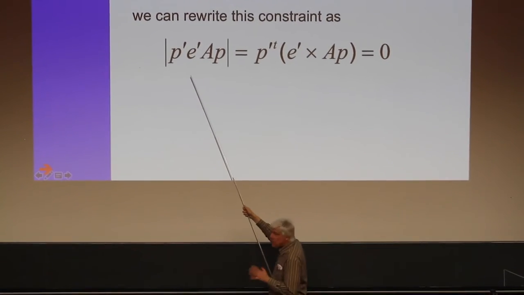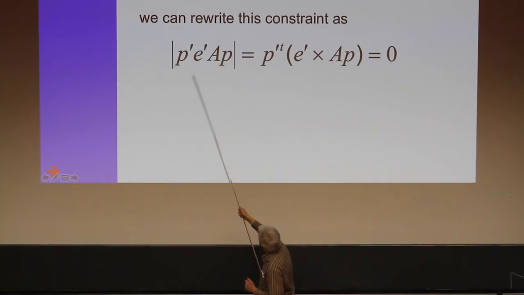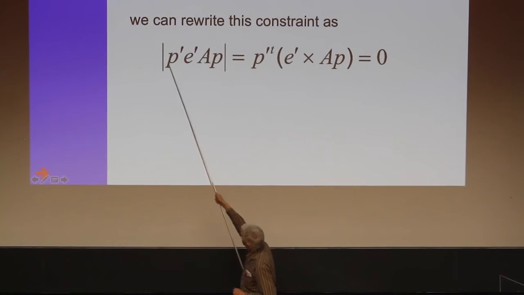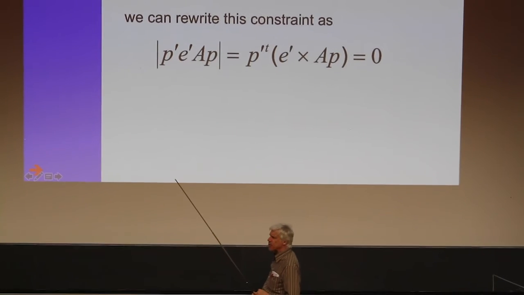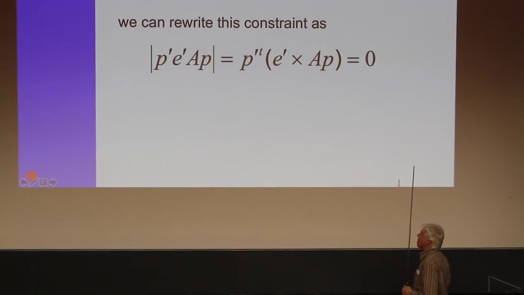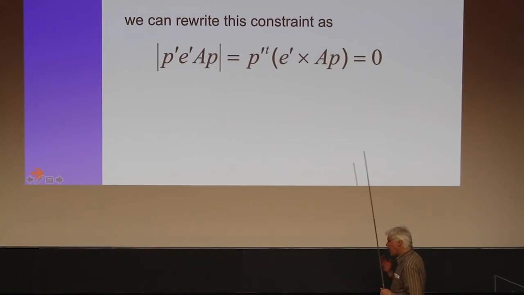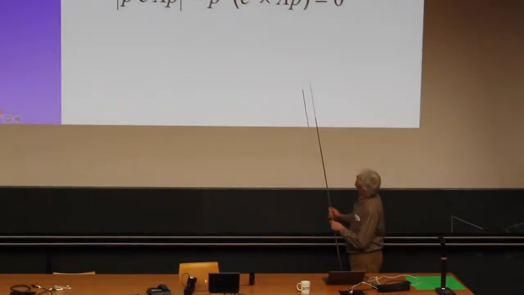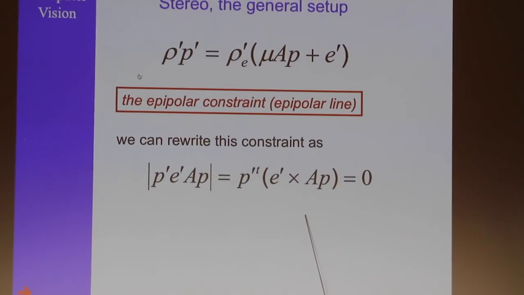By the way, this is a 3 by 3 matrix. The first column of that matrix is P prime, the second column is E prime, the third is AP. And then taking the determinant of that 3 by 3 matrix, that is the volume of this body spanned by P prime, E prime and AP. Another way of saying exactly the same, that P prime lies in the plane spanned by E prime and AP, is this equation here.